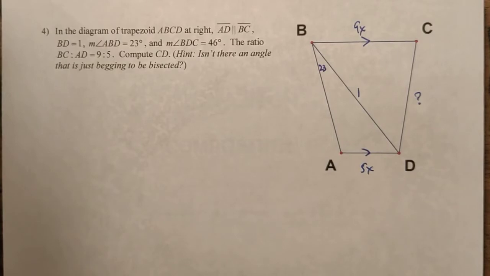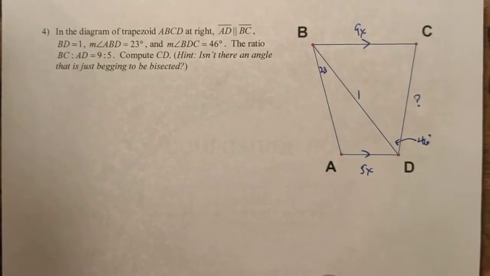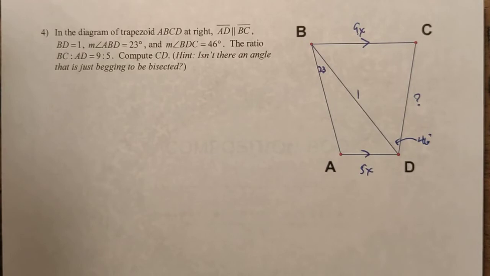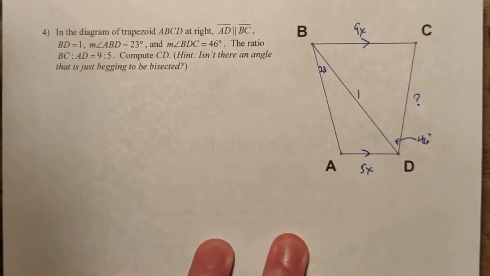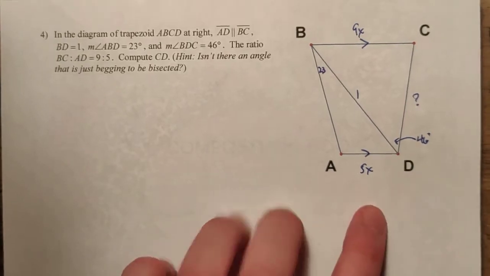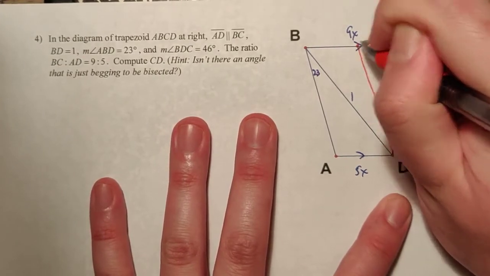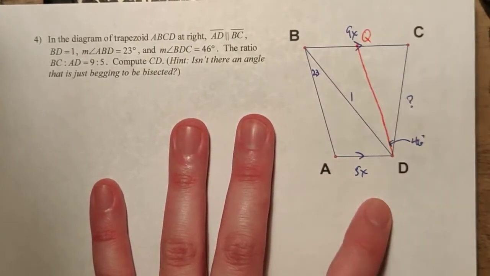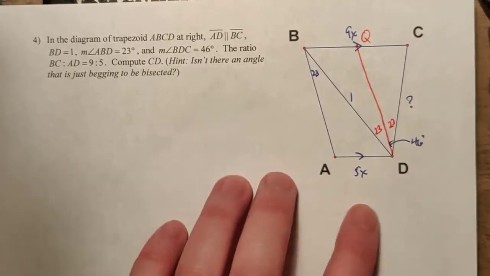Now, the hint says, isn't there an angle that's begging to be bisected? Well, consider this here, ladies and gentlemen. This angle BDC is 46 degrees, and I note that that's exactly double 23. Now, that's a good thing, because if I split that in half, I'm going to create 23-degree angles, and lots of congruent angles generally mean good things for us. So I'm going to split this in half, okay? I'm going to create a line segment through D, and I'm going to bisect this angle. So this angle is going to go up. I'm going to put this point up here. I'll call this here Q. So in this situation here, this is Q, this is 23, and this is 23.